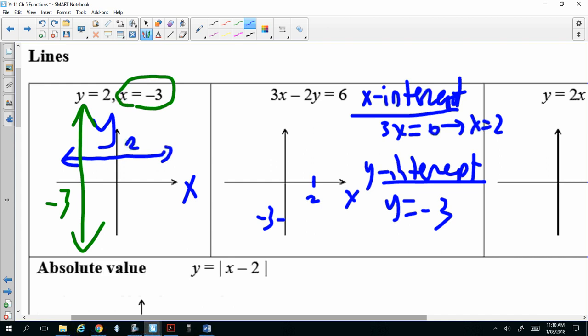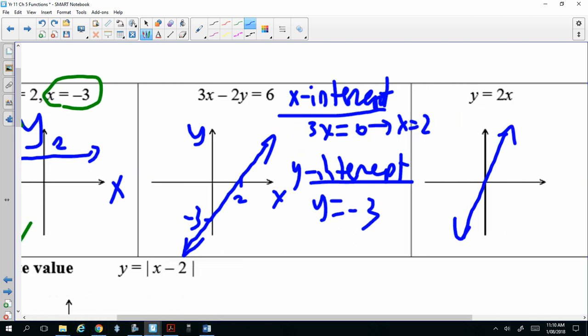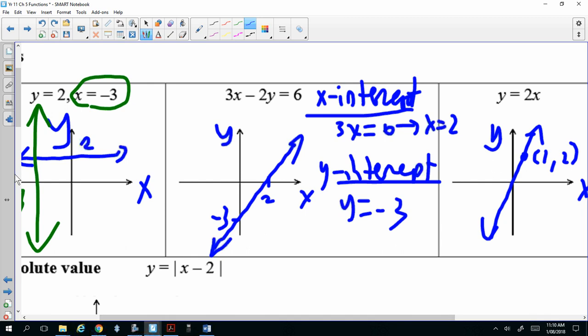Okay? And the next bit is a line that passes through the origin with gradient 2, like this. So you have 3 different types of lines. Horizontal, vertical, lines through the origin, x and y intercept. So there's these 3 types. So remember what to do when you see these, how to draw them. Okay?